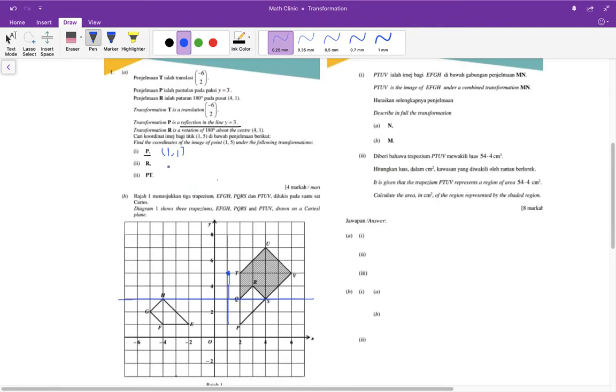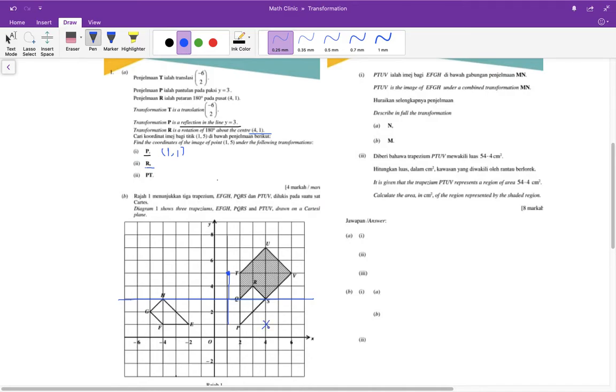The next one: transformation R is a rotation of 180° about the center (4, 1). Rotation means you need to rotate it, and a rotation of 180° takes the point to the opposite side. It's something like a mirror, but I cannot say it's a mirror, so be careful. Rotation of 180° about the center (4, 1), which is over here.